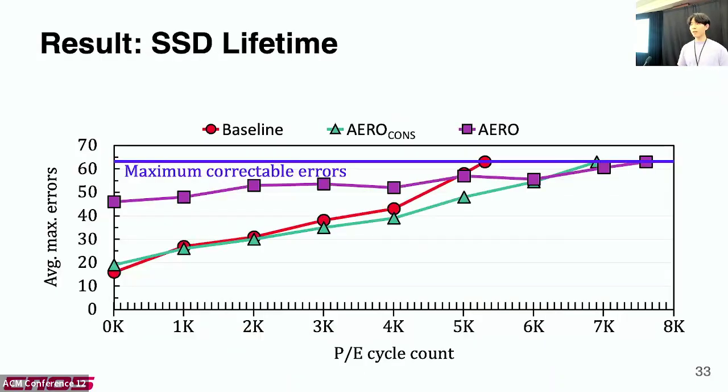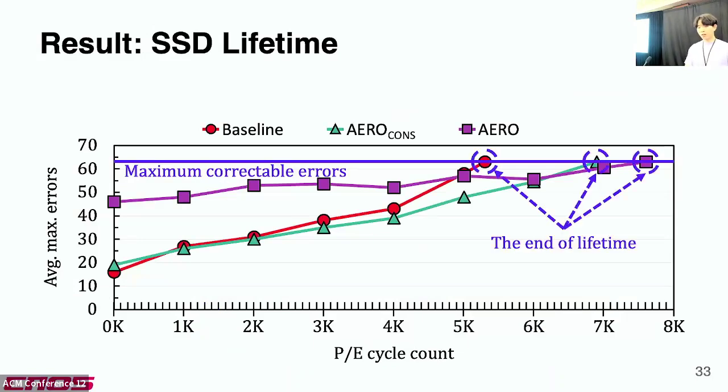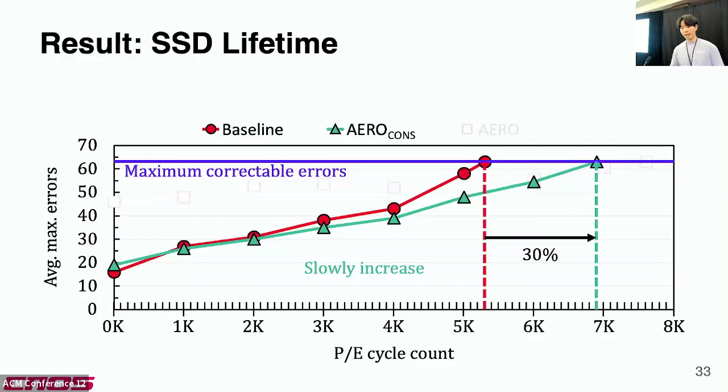This graph compares how the average maximum errors increase with P/E cycles in each erase scheme. We assume the maximum correctable errors of 63 bits. So once raw bit errors exceed the maximum correctable errors, the device reaches the end of lifetime. In the case of AERO conservative, errors slowly increase because it reduces the damage to flash cells by reducing erase latency. Thus, it can improve lifetime by 30% over baseline.